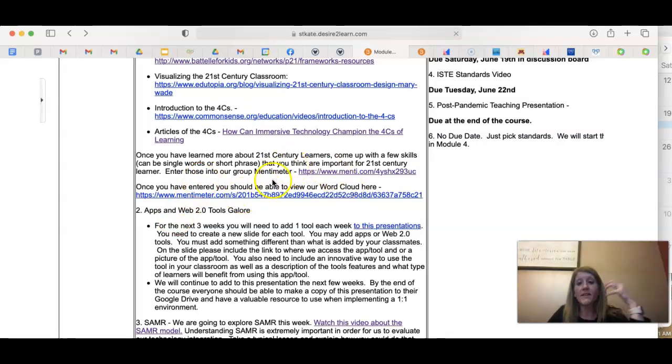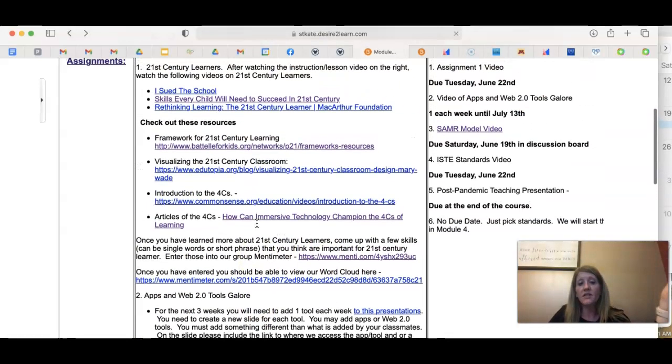So that's the first assignment this week. Dig into what a 21st century learner is. Just get a good understanding of what it is, and then go into Mentimeter and come up with 3 words or very short phrases that you are going to put in there. We're going to create a word cloud together as a class.